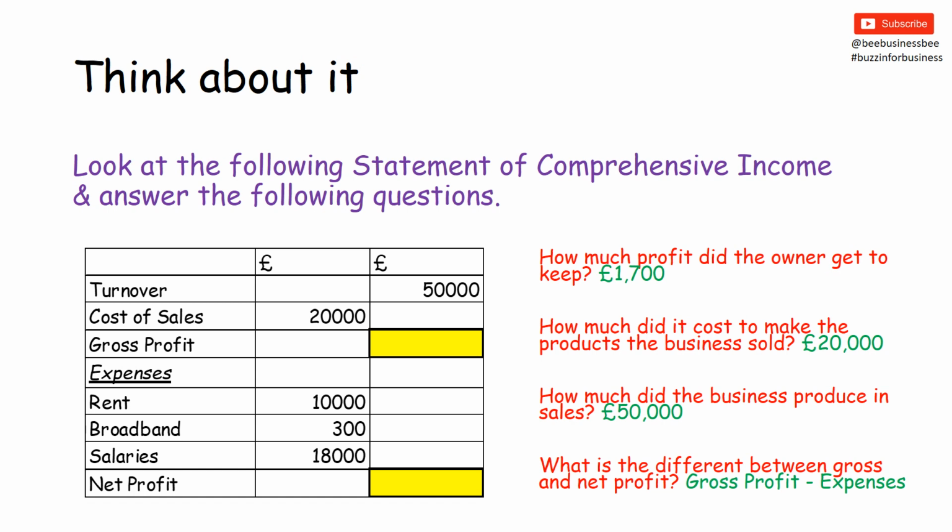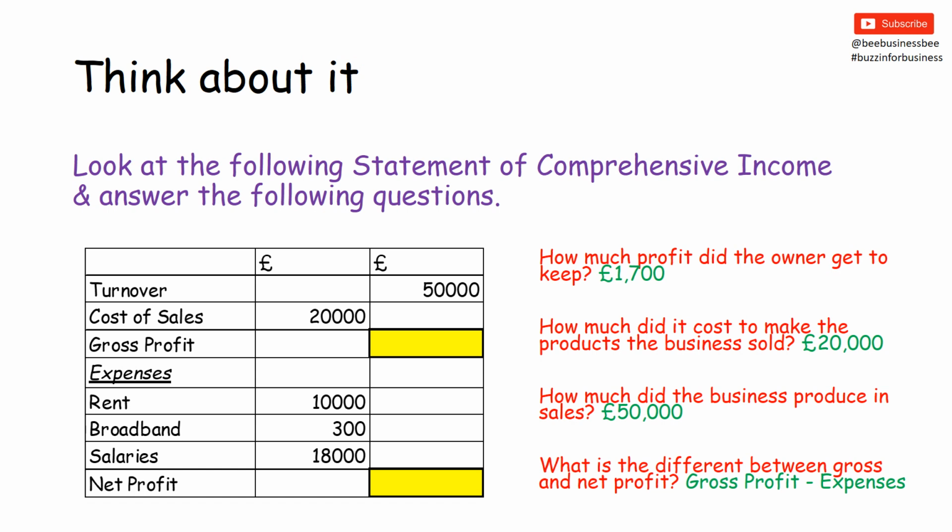The other question was, how much did it cost to make the products in the business? And that was £20,000. That was the cost of sales. The next question was, how much did the business produce in sales? Well, that was £50,000, because turnover, revenue, sales all mean the same thing, money going into the business.